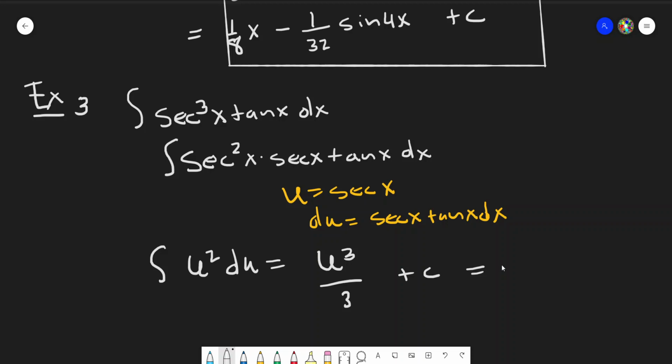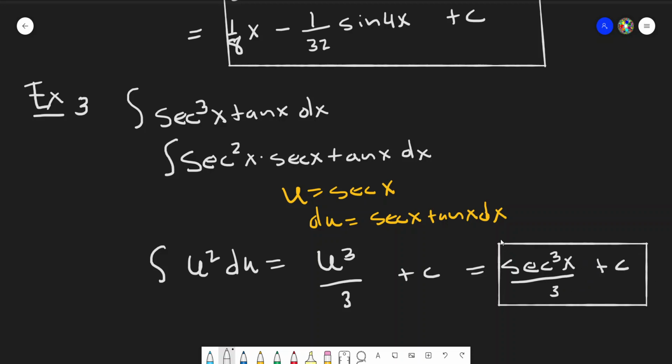However, we know that this is going to be secant cubed x over 3, and then plus c. Now, if you differentiate it, of course, it brings you back to the original function. You just have to use the chain rule, essentially.